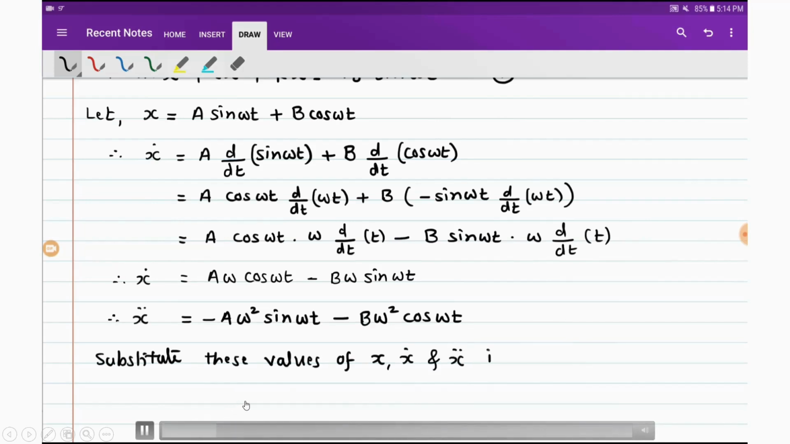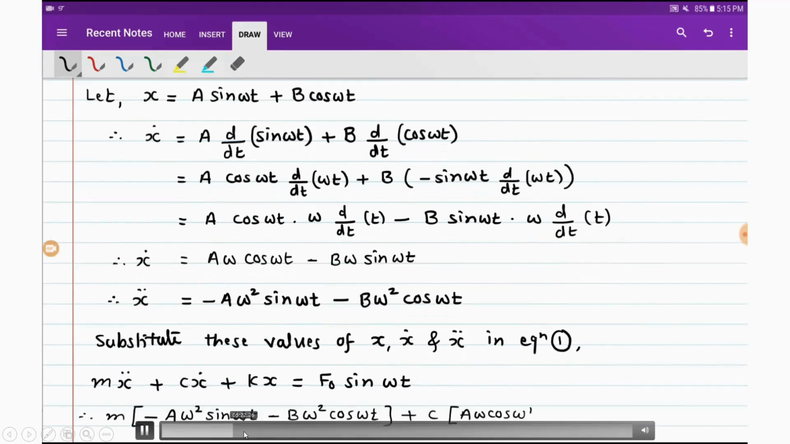Now substitute these values of x, x dot and x double dot in equation 1. So equation 1 is m x double dot plus c x dot plus k x is equal to f0 sine omega t. So this is the value of x double dot.